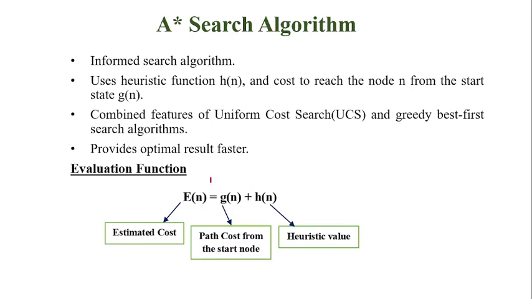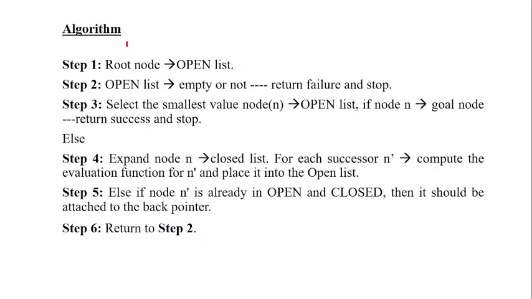Hence, we can combine both costs as follows, and this sum is called the evaluation function, that is, E of n is equal to g of n plus h of n, where E of n is the estimated cost or the evaluated cost, g of n is the path cost from the start node, and h of n is the heuristic value for each and every node. Next, we can see the algorithm of A-star search algorithm.